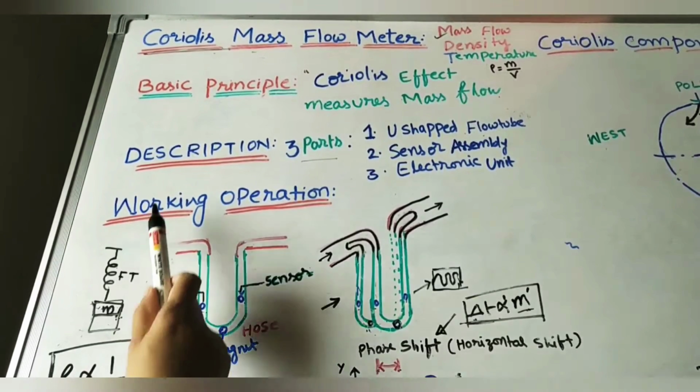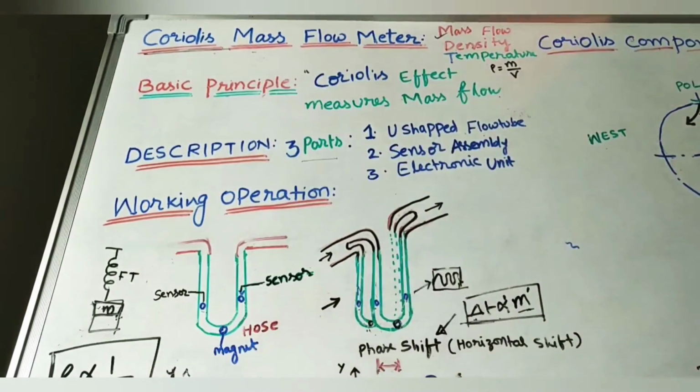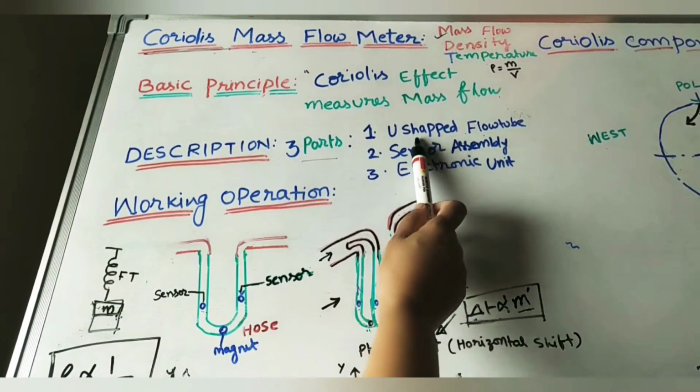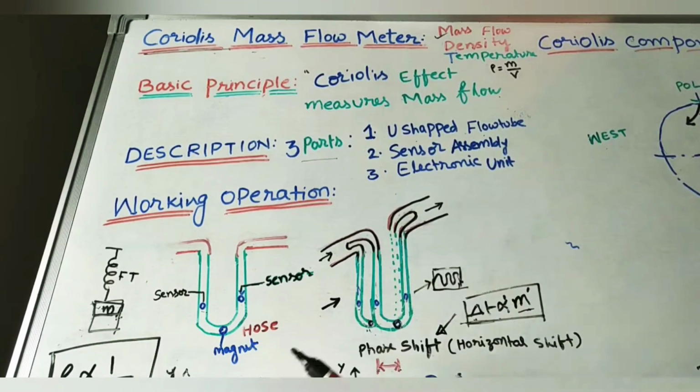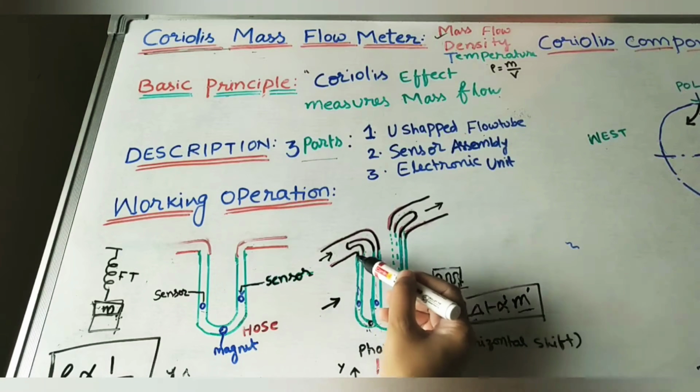Let us take the description of the mass flow meter. Here we are using three main parts in the flow meter. So here I drew the diagram of the flow meter. This is the front view of the flow meter, and this is the side view. The first part is the U-shaped flow tubes.